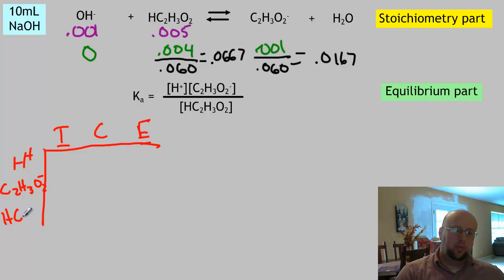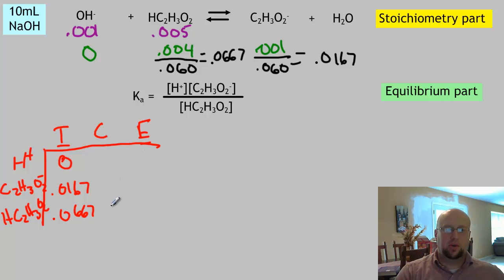Now, my ICE table is going to look almost exactly like it did before as far as the outer setup. Okay, and this is where, guys, you might want to say, hey, I'm just going to use the generic form of an acid because, Lord, that takes too long to write. And you would be correct there. Okay, so what are my initial concentrations then? So of my H plus, I've got 0, right? Of my acetate, I've got 0.0167. And then of my acetic acid, I've got 0.0667.